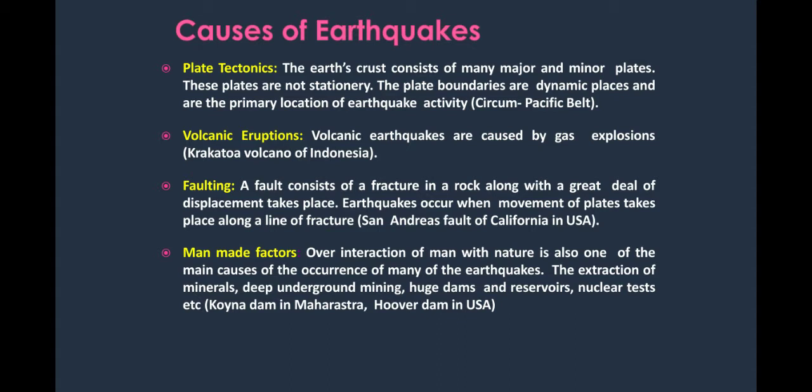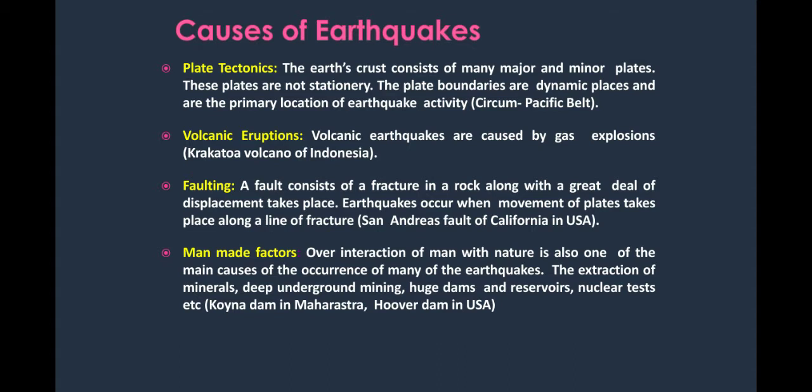Now, causes of earthquake: in this, the man-made factor you should remember. Over-interaction of man with nature is also one of the main causes of the occurrence of many earthquakes. The extraction of minerals, deep underground mining, huge dams and reservoirs, nuclear tests, etc. What we have done is that the balance inside the tectonic plates we have broken, so they don't move correctly, so the earthquake takes place. The examples are Koyna Dam in Maharashtra and Hoover Dam in USA. Because of this Koyna Dam, the places in and around get earthquakes because we have changed the balance there.